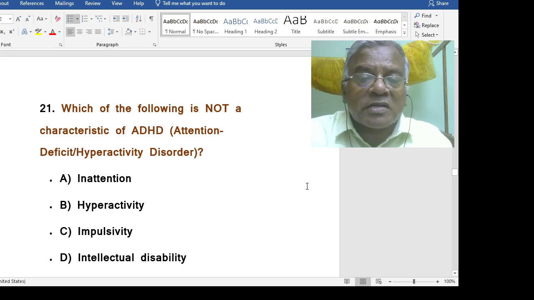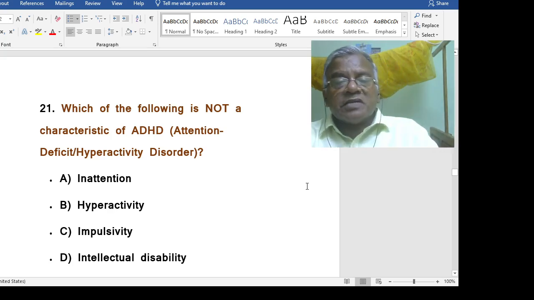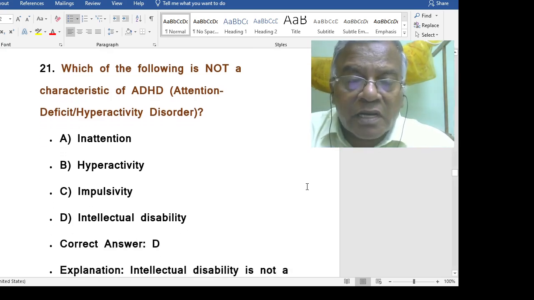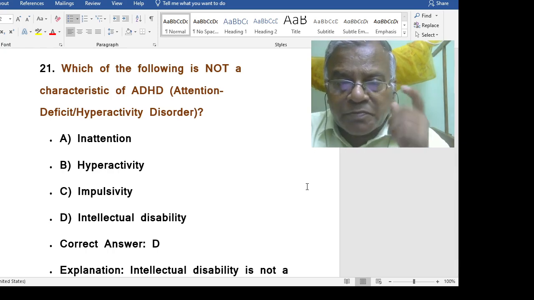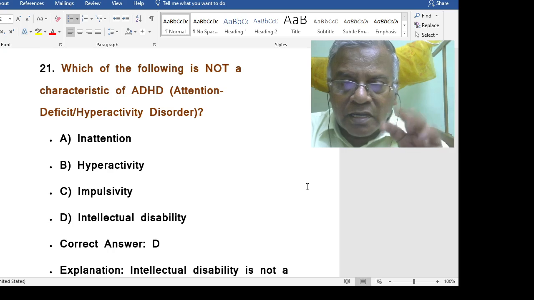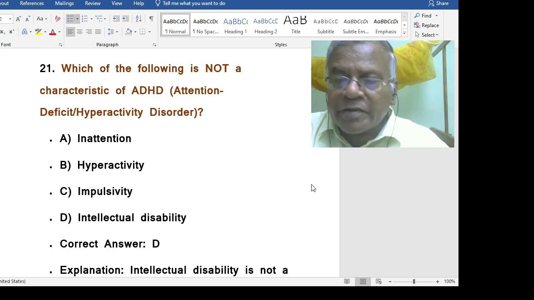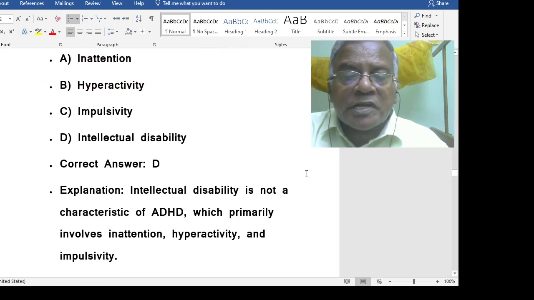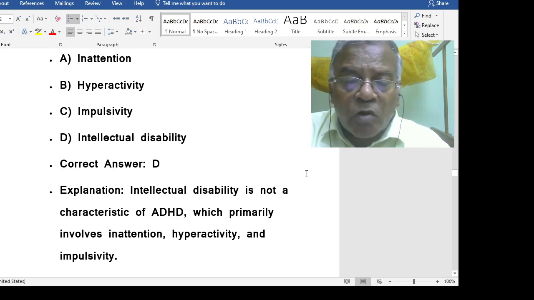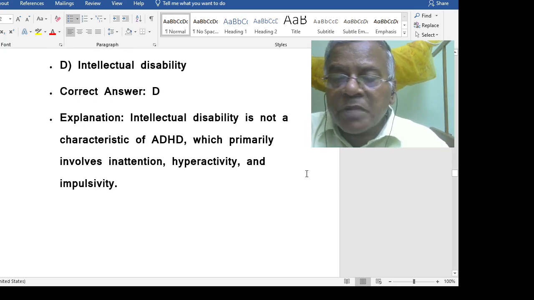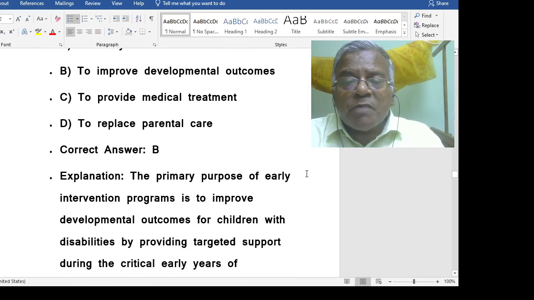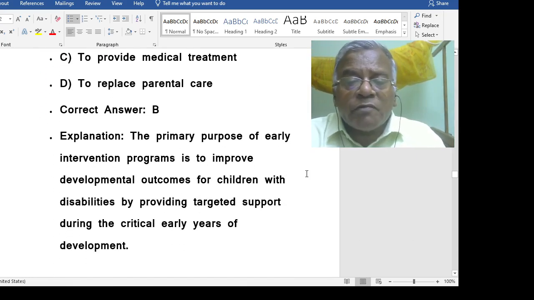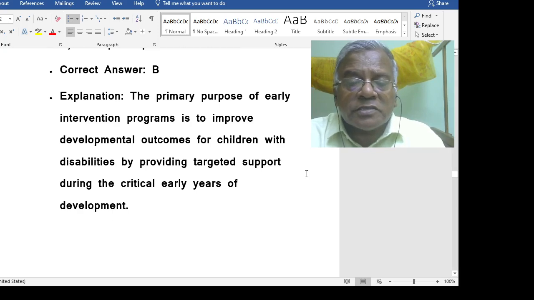Which of the following is not a characteristic of ADHD, attention deficit hyperactivity disorder? They are asking what is not a characteristic. Inattention, hyperactivity, impulsivity are there, but intellectual disability is not there in this particular disability, that is ADHD. Intellectual disability is not a characteristic of ADHD, which primarily involves inattention, hyperactivity, and impulsivity. What is the primary purpose of early intervention programs for children with disabilities? The primary purpose of early intervention programs is to improve developmental outcomes for children with disabilities by providing targeted support during the critical early years of development.